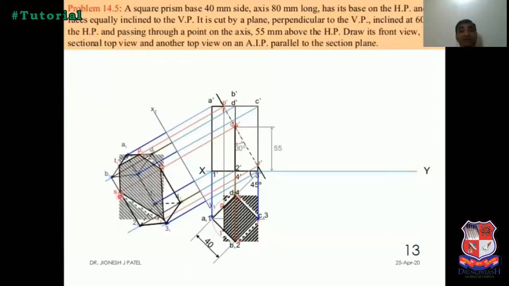This view is known as the true shape. It's a true shape, right?